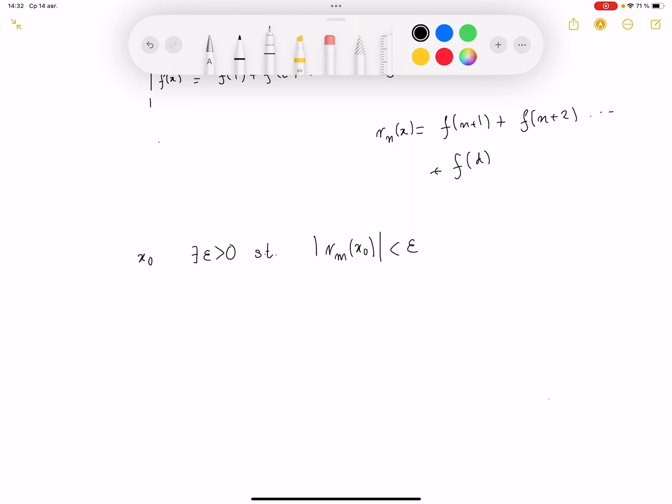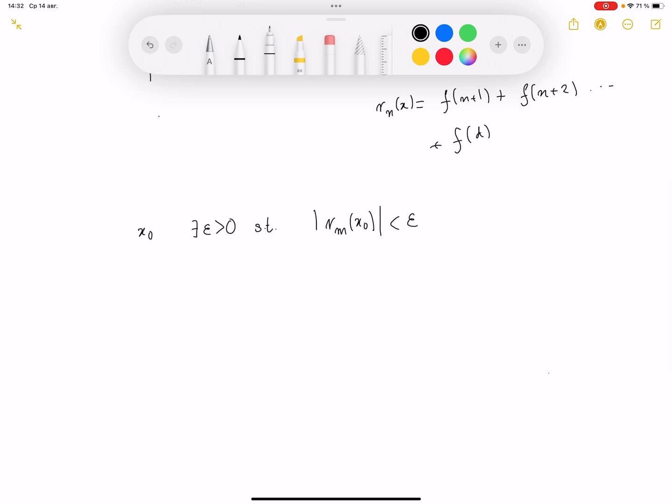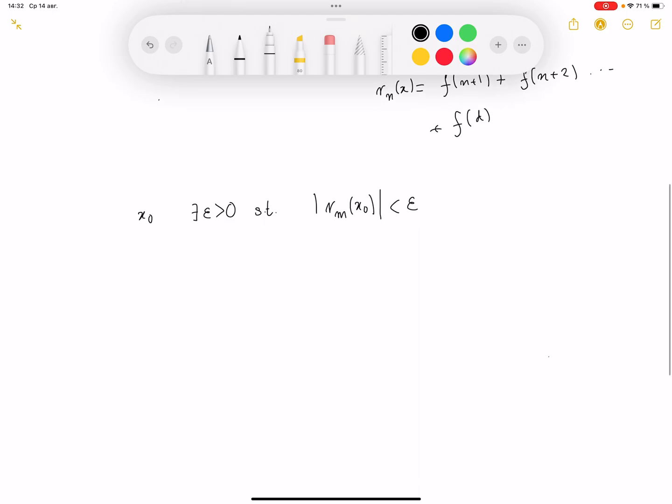But basically what we state here is that at some value x naught, we can find a partial sum after which the remainder becomes infinitely small, and m is the index point after which this remainder term becomes infinitely small. Not infinitely, but it becomes very small.